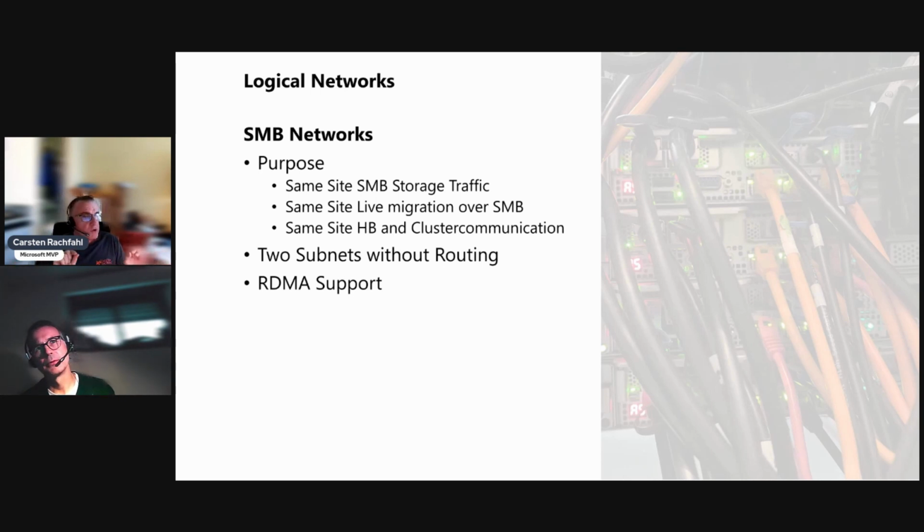We have two cards in our scenario. So we have two subnets for the two SMB networks, and these are without routing. So we can only reach hosts in the same site over this network. And of course, we want to leverage RDMA support, and this is nearly the only network where we can use RDMA support. So let's maybe look at the next one.